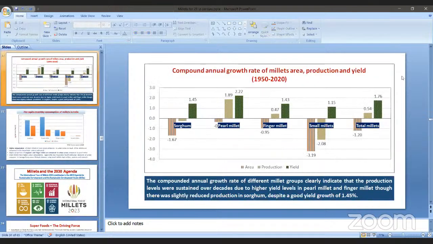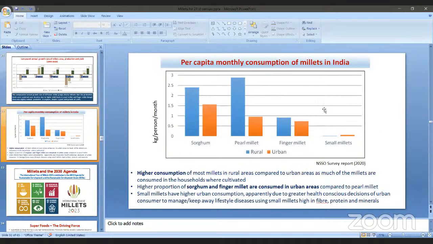Another important issue is the annual growth rate of area and production. For sorghum, pearl millet and finger millet the production is very low, but small millets show higher production and productivity compared to major millets. These are the per capita monthly consumption figures.